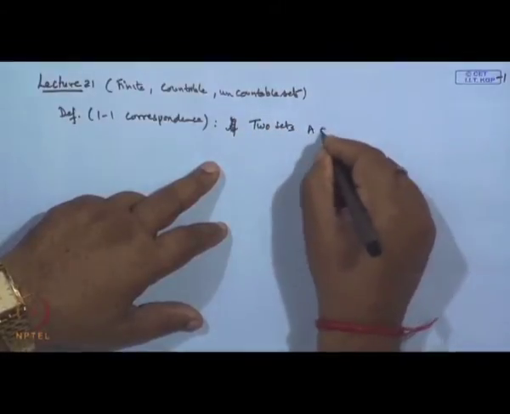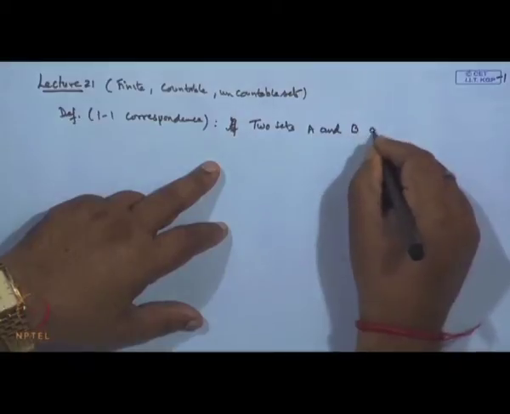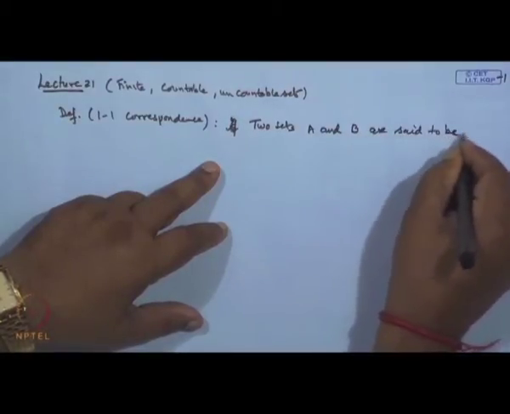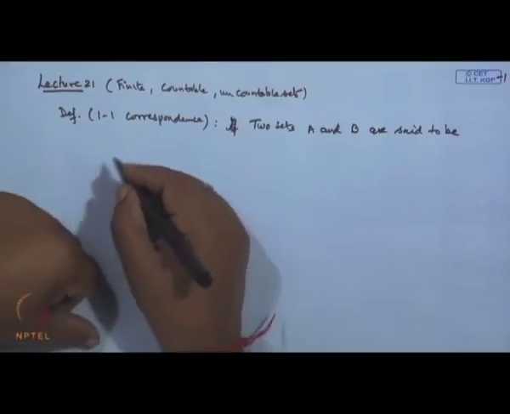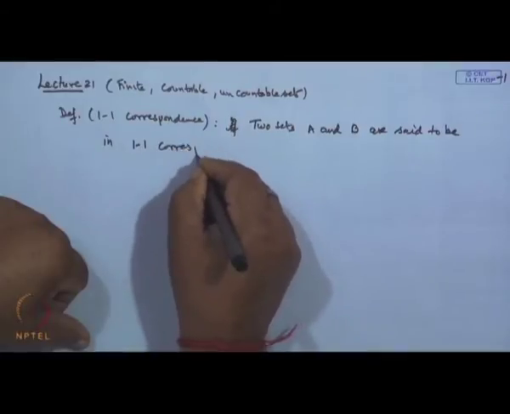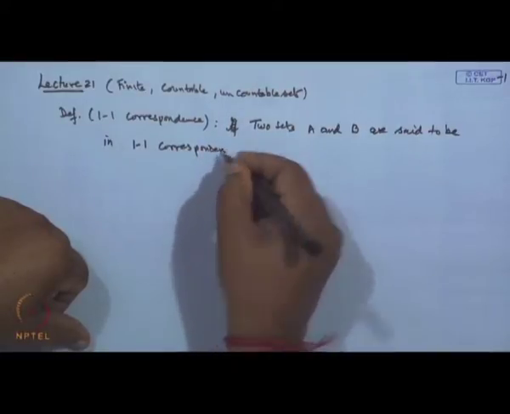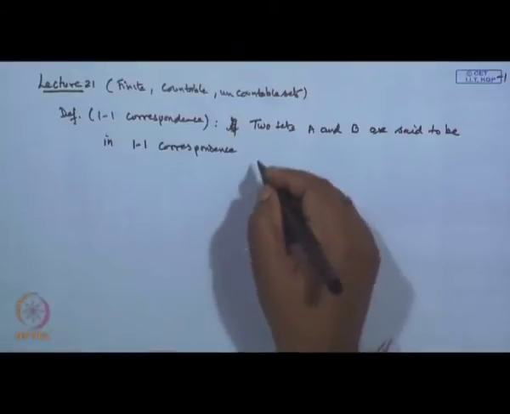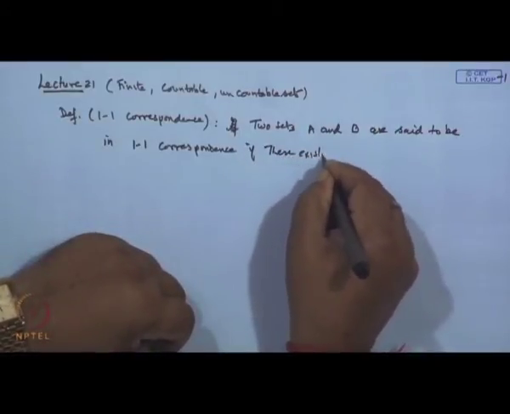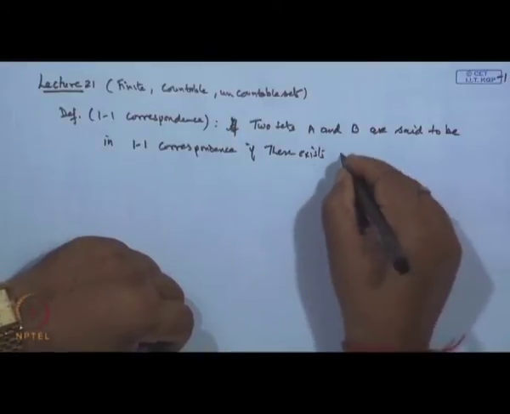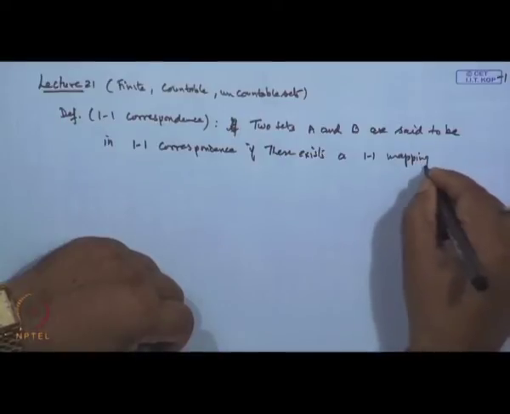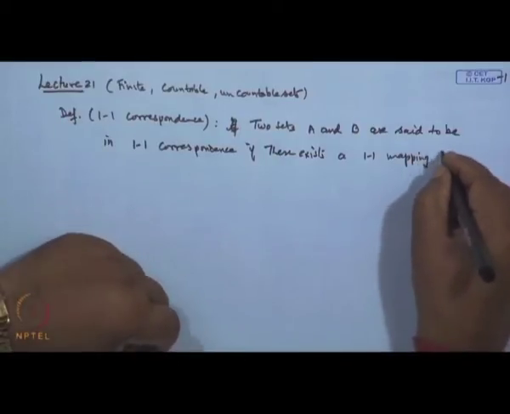Two sets A and B are said to be in one-to-one correspondence if there exists a 1-1 mapping from A onto B.